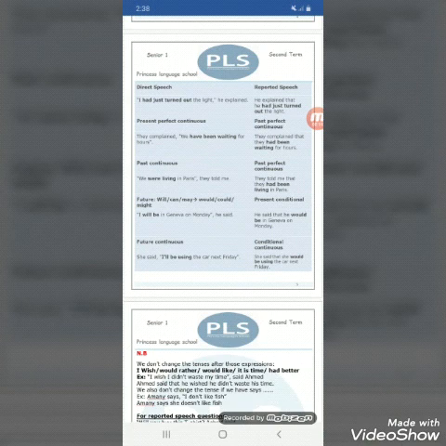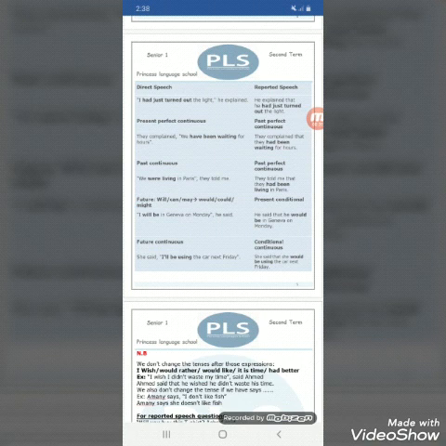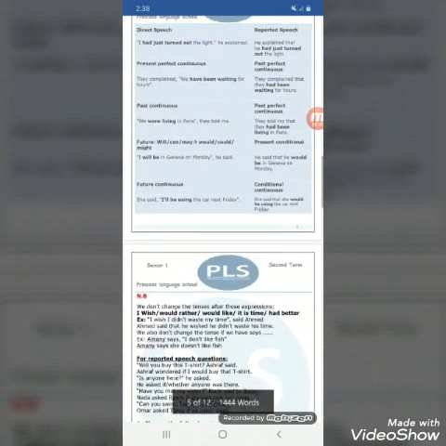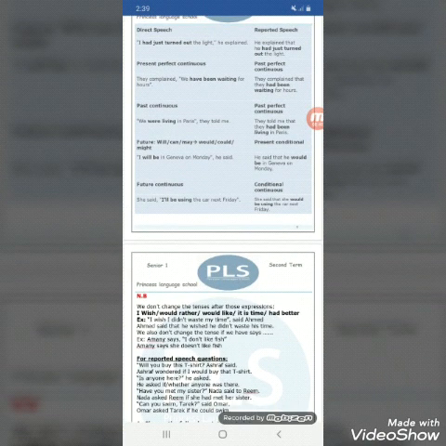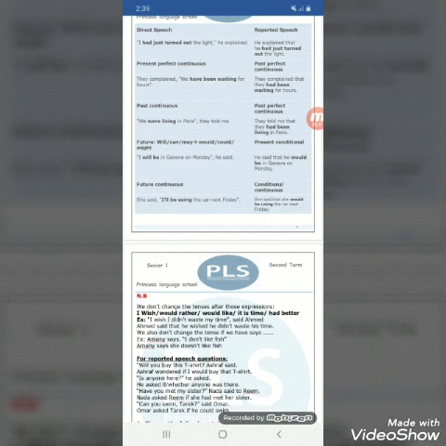What about will, can, may? They will turn to would, could, and might. I will be in Geneva on Monday, he said. The reported speech will be, he said that he would be in Geneva. And if I use can, it will be could. If I use may, I will use might. The last thing, she said, I'll be using the car next Friday, which is future continuous. It will turn to, she said that she would be using the car next Friday.